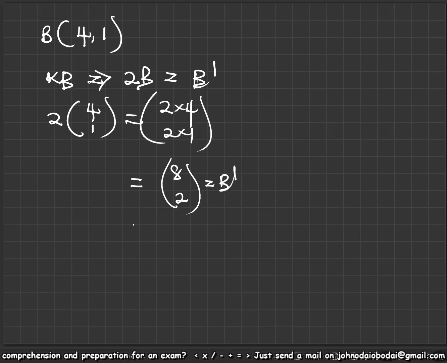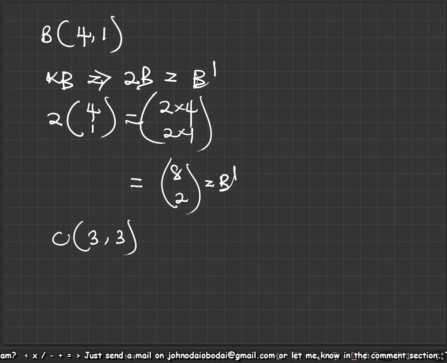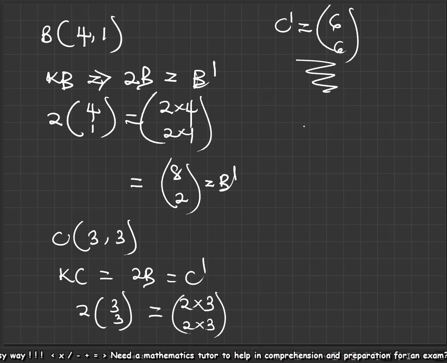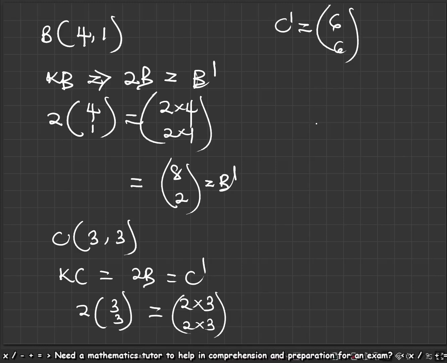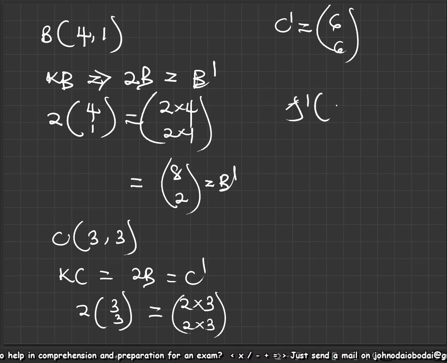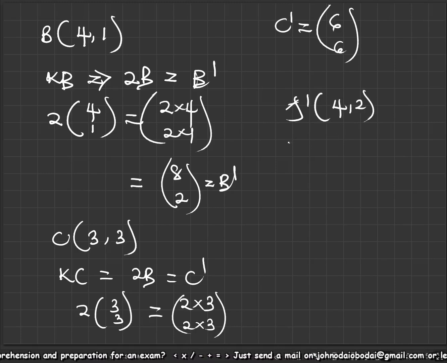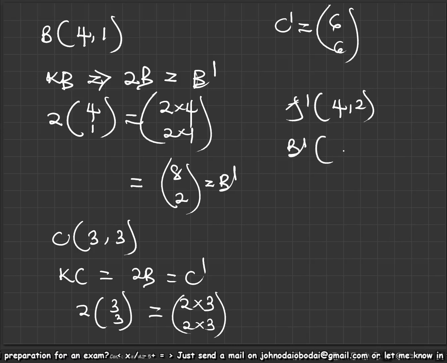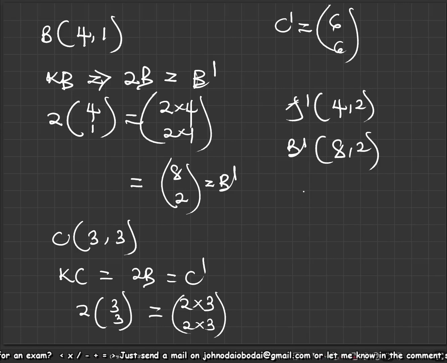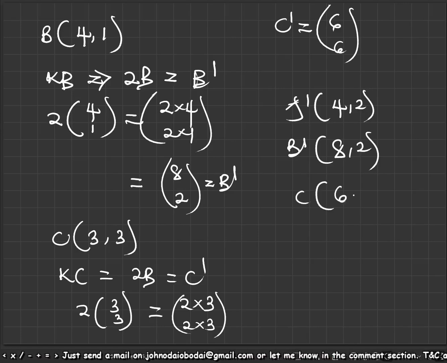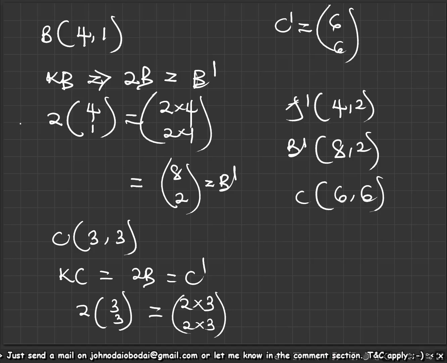B1. Then for the very final one, we have our C being what? The coordinate of C was (3, 3). So you take it through the same process, and this is what you are going to get over here. So this implies that the triangle we have enlarged, A1 gives us the coordinate (4, 2), B1 also gives us the coordinate (8, 2), and then that of C1 also gives us the coordinate (6, 6). So let's look at how we can plot this.